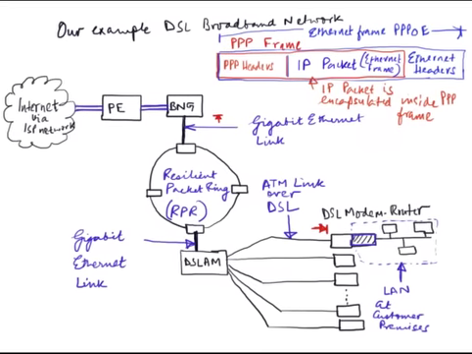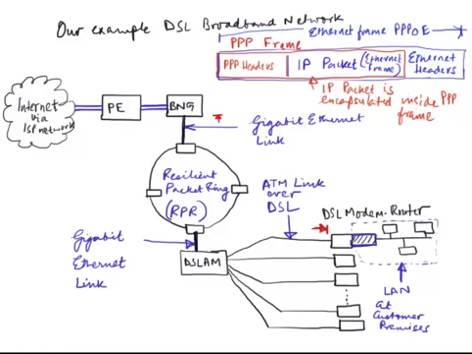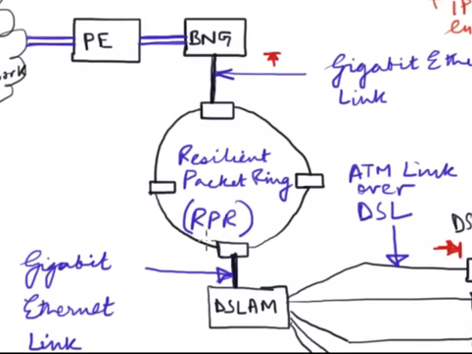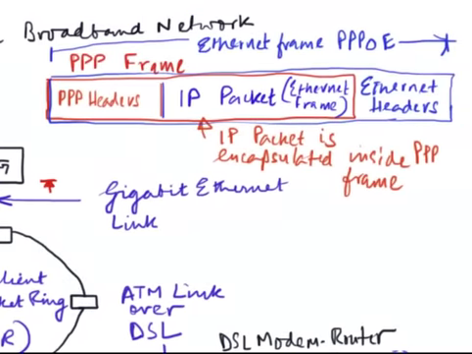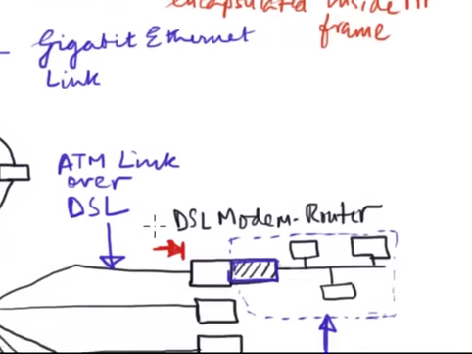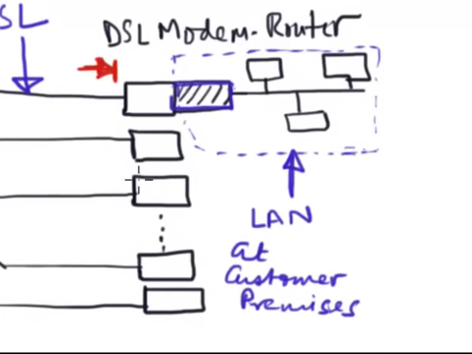The topology of the network between DSLAM and BNG is not DSL based. In our example, it is based on resilient packet ring, or RPR. DSLAM extracts the PPPoE frames from ATM cells and transmits them on the RPR. Note that the PPP payload is nothing but the subscriber's traffic, that is, the IP packets originating from the subscriber's LAN via the DSL modem router.